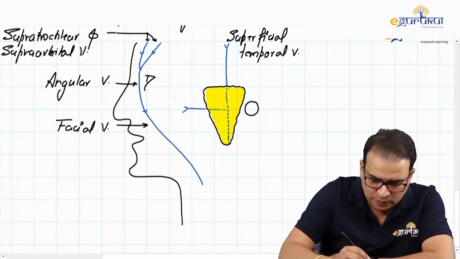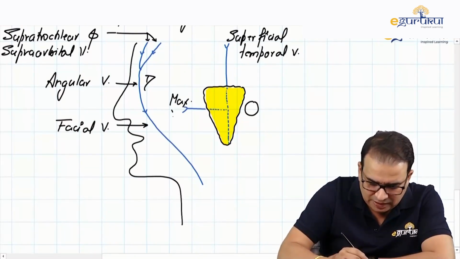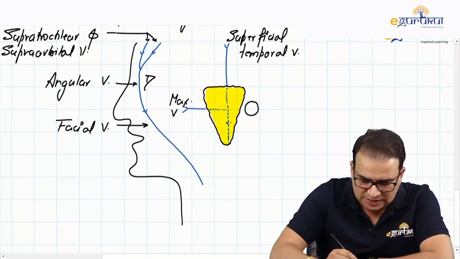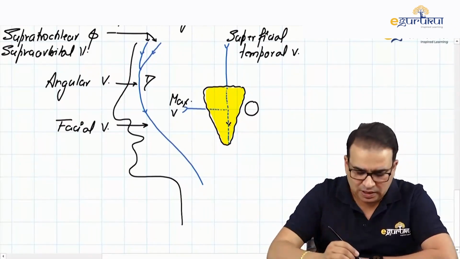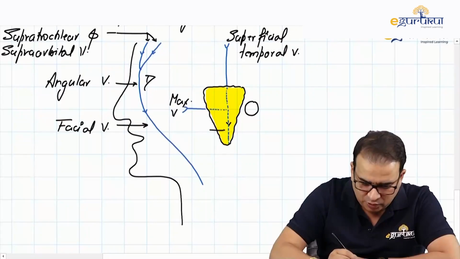That's the superficial temporal vein, and here we have the maxillary vein. Both these veins, as you can see, are uniting and running downward. When they run downward, they run just behind the ramus of the mandible. So obviously the name given to them is the retromandibular vein.